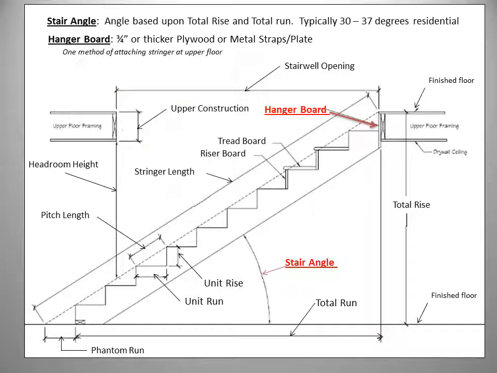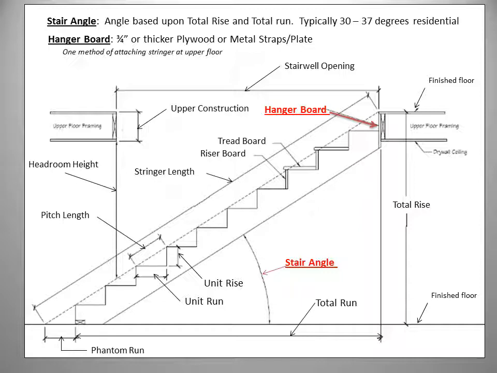The stair angle is based on the total rise and total run. Usually it is 30 to 37 degrees for a residential project. Knowing the stair angle will help in cutting skirt boards and handrails.